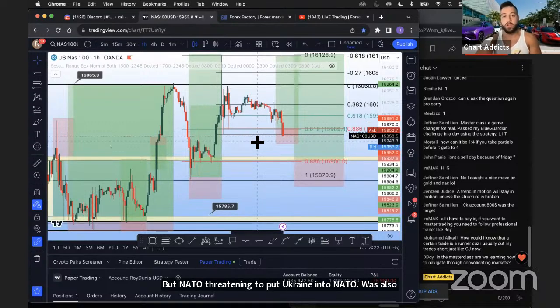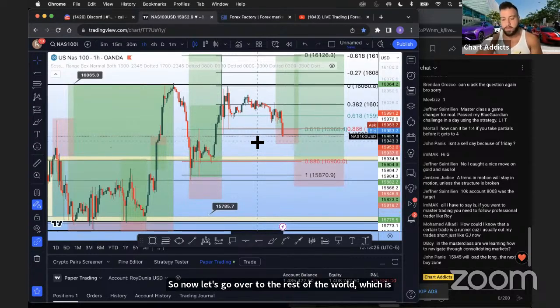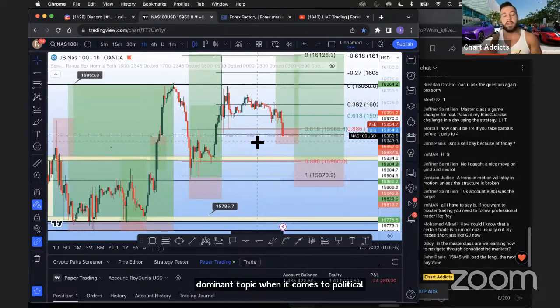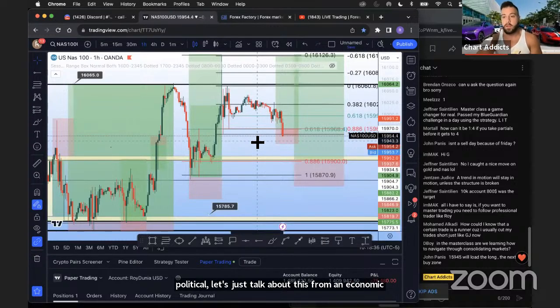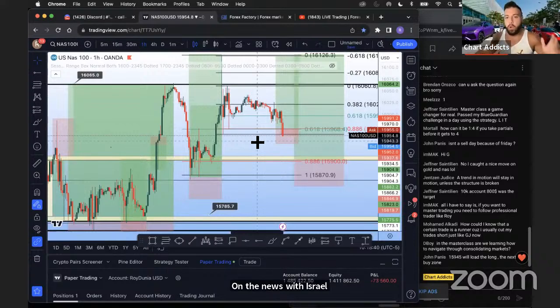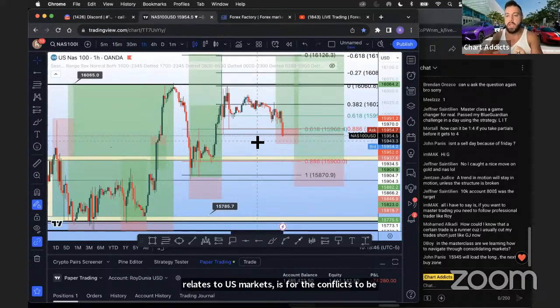So now let's go over to the rest of the world, which is Palestine, Israel, which seems to be the number one dominant topic when it comes to political, not even political, but let's just talk about this from an economic perspective because everybody else is talking about the rest on the news. With Israel Palestine, the number one priority for all these conflicts, especially as it relates to US markets, is for the conflicts to be contained within a specific location.